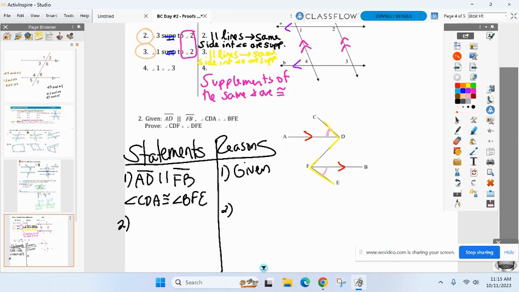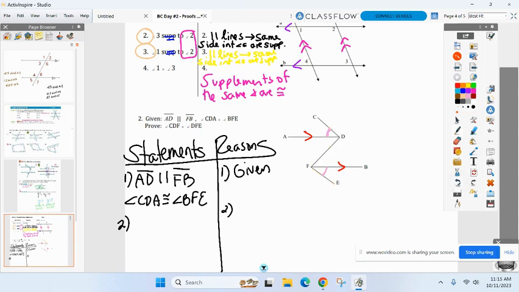FE and CD need to be what for them to be congruent? We went over this at the beginning with Gianna. They got to be parallel. So that's why this is not a 2-step proof. You just can't say, oh, these are congruent because they're alternate interior angles. You need these lines, CD and FE, to be parallel. Okay, so that's why it's not 2 steps.